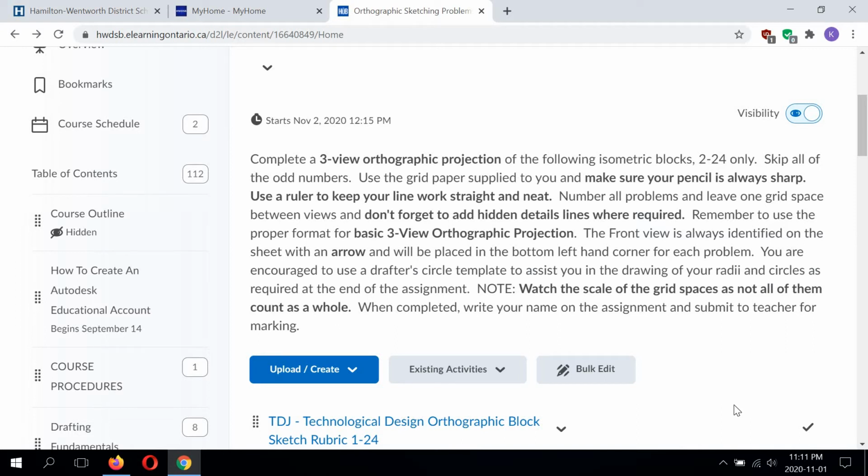The front view is always identified on the sheet with an arrow and will be placed in the bottom left-hand corner for each problem. You are encouraged to use a drafter's circle template to assist you in the drawing of your radii and circles as required at the end of the assignment. Note, watch the scale of the grid spaces as not all of them count as a whole. When completed, write your name on the assignment and submit to teacher for marking.